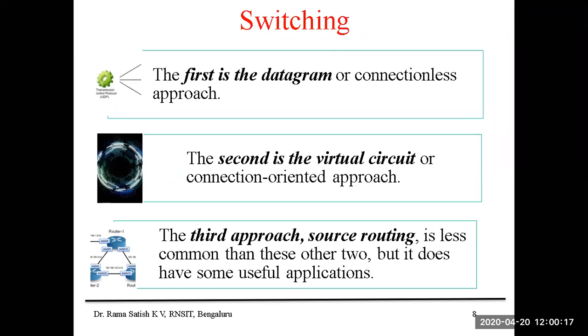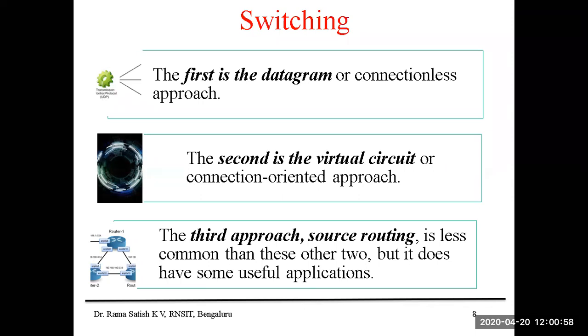The third one is source routing. Source routing is now very less common. Other than these two, it does have useful applications, but it is very less used. But this is also one of the approaches, one of the types of switching. Switching is a process of getting a packet from one of the input lines and deciding which line it has to be transmitted on, using a table.